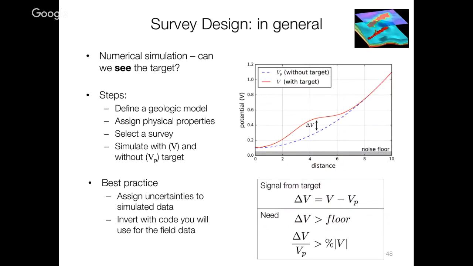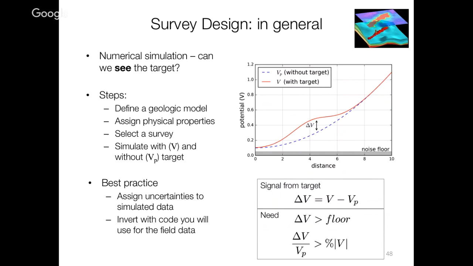Survey design for electromagnetics is complicated. And it's actually probably not much different than what you do for seismic. Suppose that you've got a volume in here and you've got a target conductor that you're looking at. So the question is, do you see this guy? Well, what do you do? You first define your geologic model.